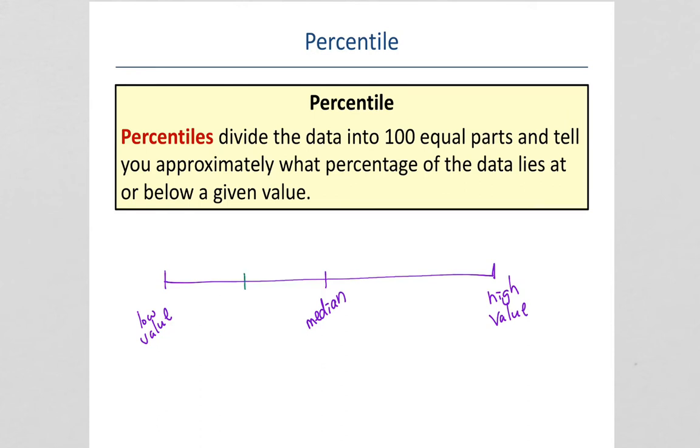Then between the low value and the median is called your first percentile, and that is halfway between the data points, the low value and the median. The median is also called your second percentile. And then the middle data point between the median and the high value is your third percentile. And the high value is the fourth. Okay?